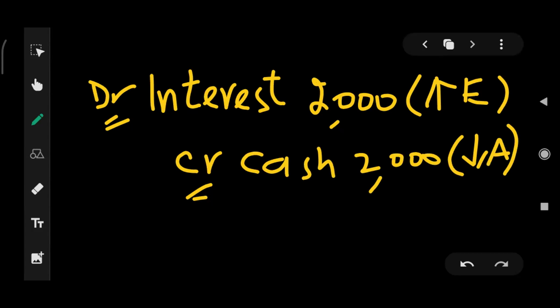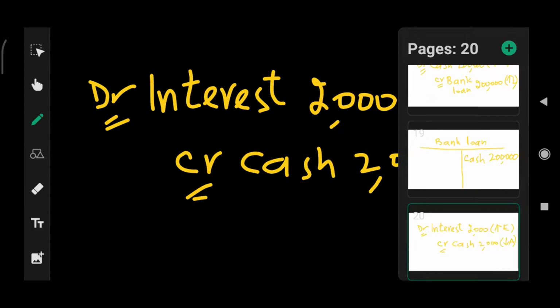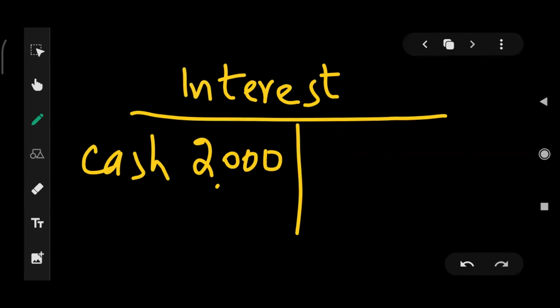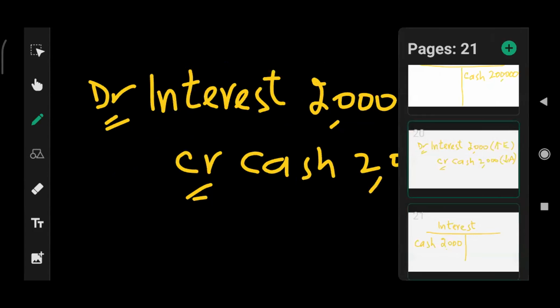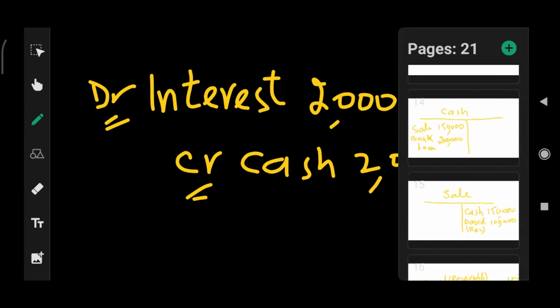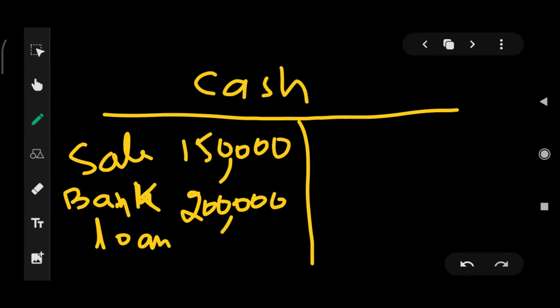So I will open an account of interest and write 2,000 on the debit side, and its corresponding credit is cash. Then I will post cash on the credit side of the cash account 2,000. So here is the cash account. I will write 2,000 on the credit side of the cash account, and the reason is interest.